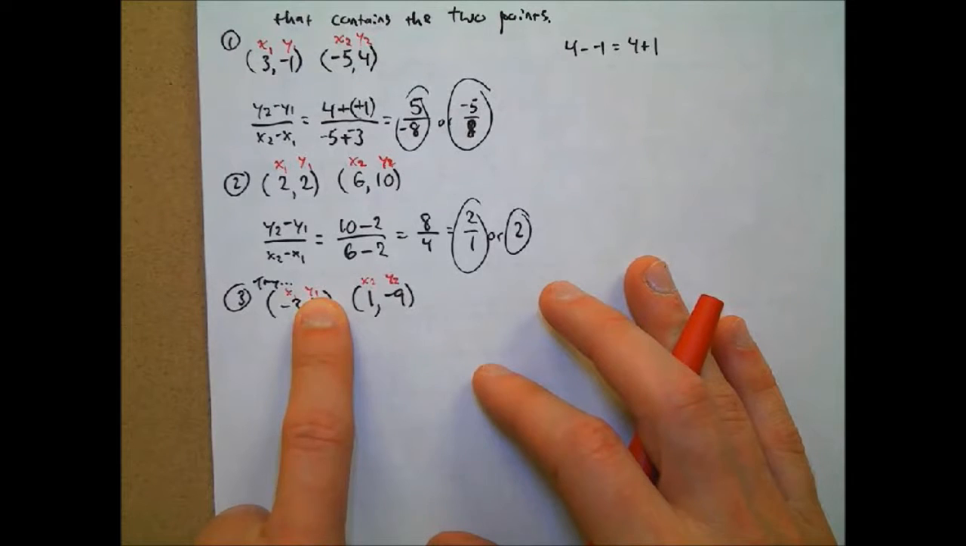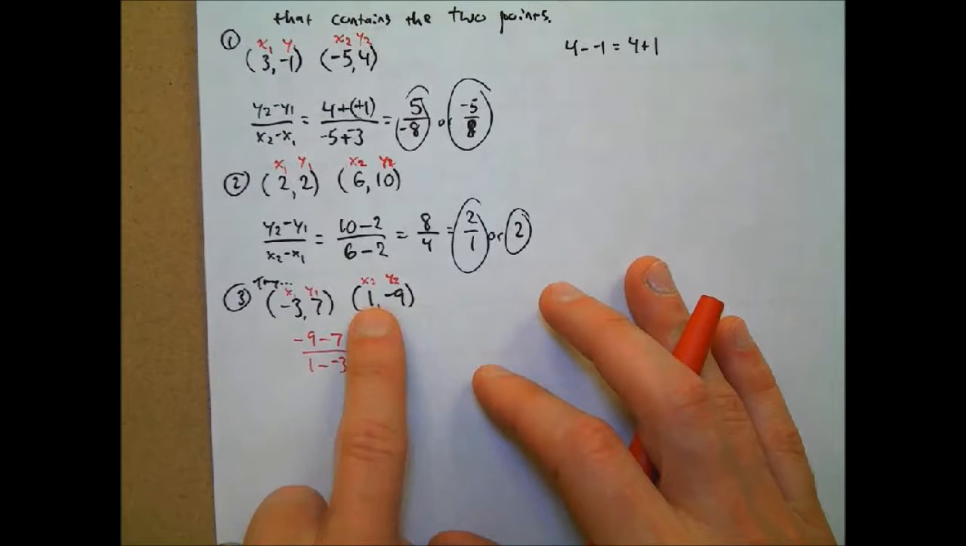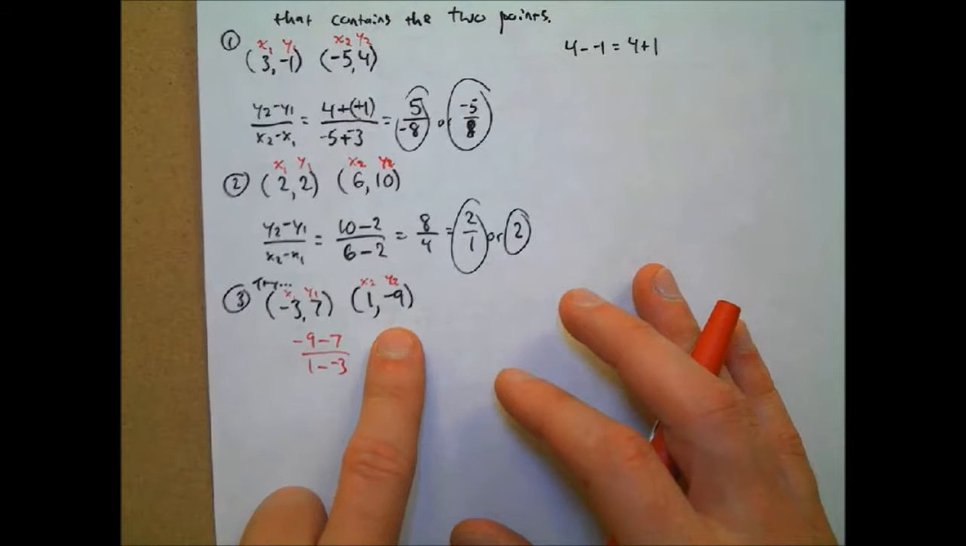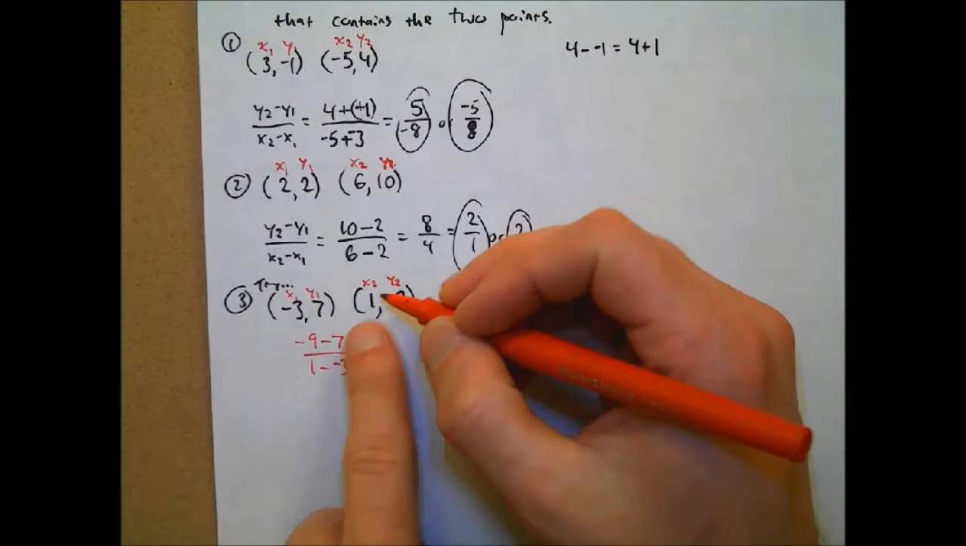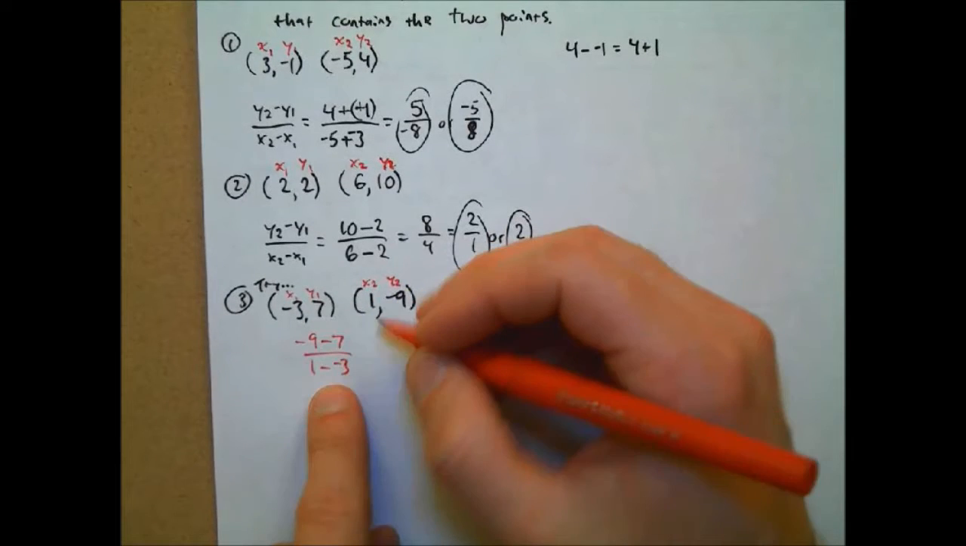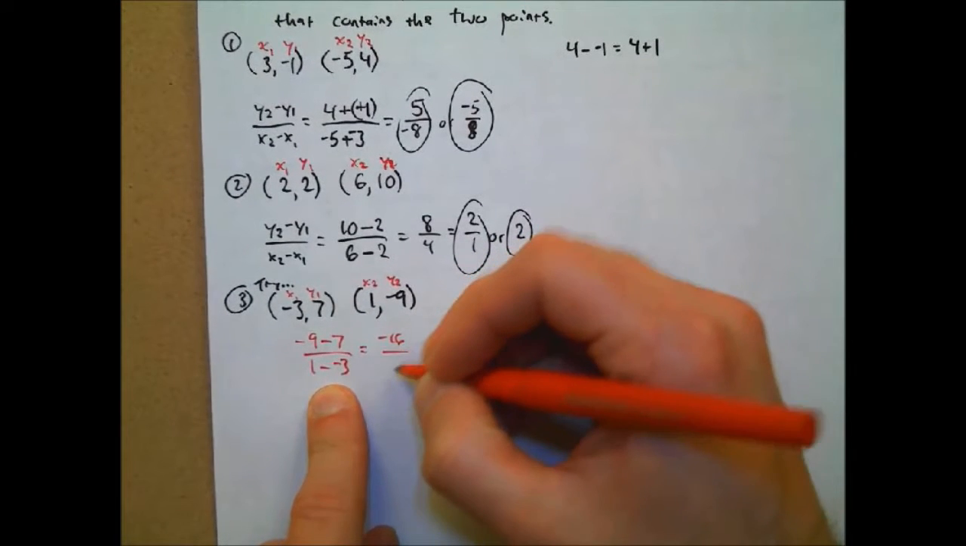Could I label this point as x1, y1? You can. And then that would be x2, y2. So let me show you what I mean by that. Matt labeled this one as x2, y2, this one is x1, y1. We do the math here, we get negative 16 over 4, which simplifies to negative 4.